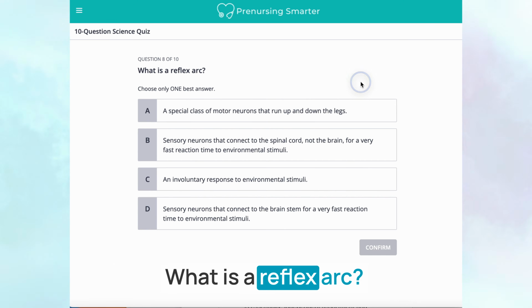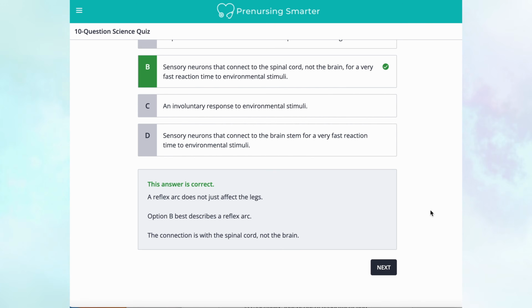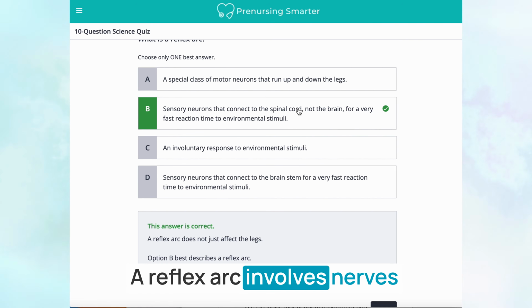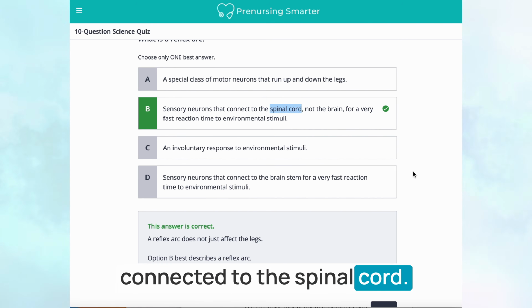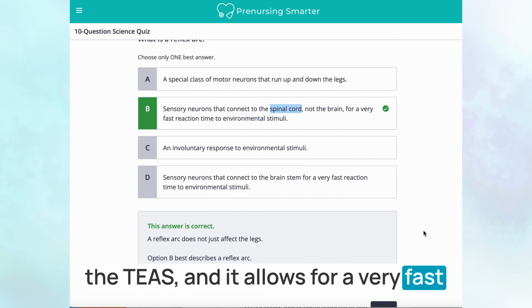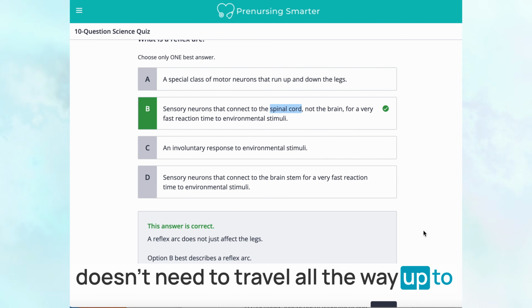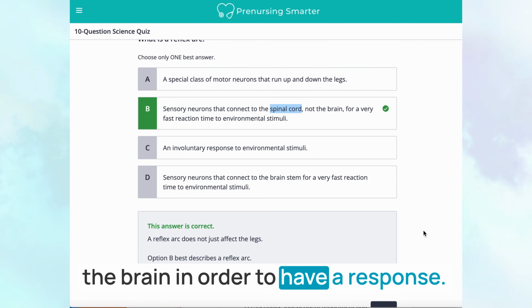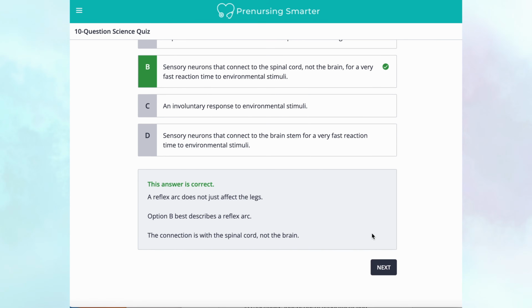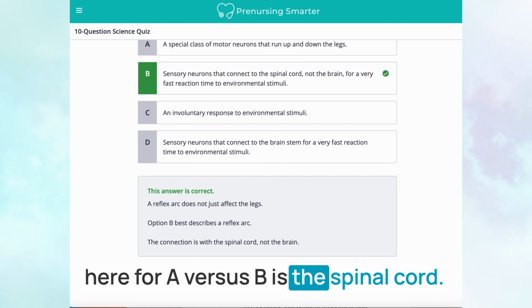What is a reflex arc? B. A reflex arc involves nerves connected to the spinal cord. That's very important to know for the TEAS, and it allows for a very fast reaction time because the message doesn't need to travel all the way up to the brain in order to have a response. That's the main important point here for A versus B, is the spinal cord.